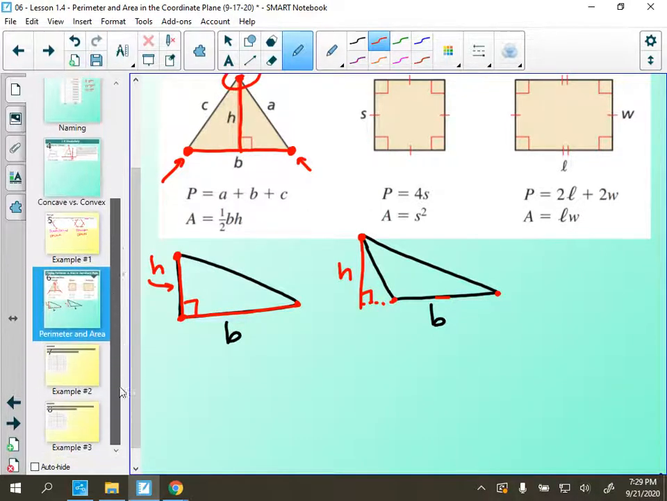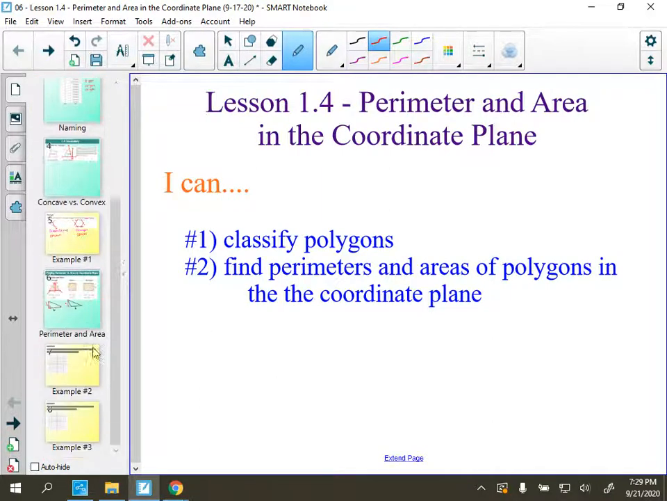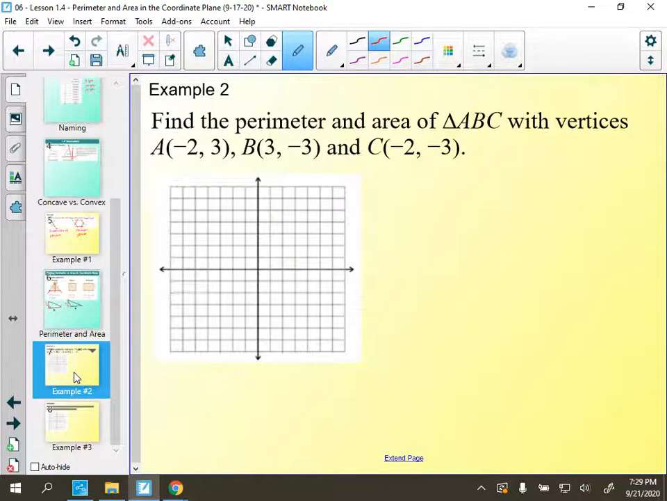So the last thing we have to do is to look at how we are going to use these formulas in a coordinate plane. That was the last big idea, find perimeters and areas in a coordinate plane. So let's run through just a couple quick examples, and I think we should be good for the lesson. Find the perimeter and area of triangle ABC with vertices A(-2, 3), B(3, -3), and C(-2, -3). So it's asking us for both perimeter and area. If it's asking us to plot or find the perimeter or area of a triangle, I think I want to see it. It's hard to do this if I can't see the figure. So it all starts with a good, accurate plot.